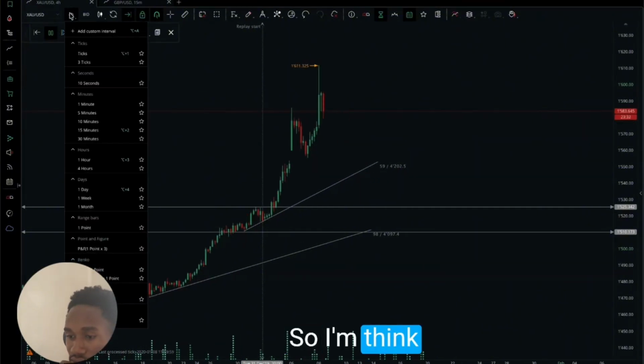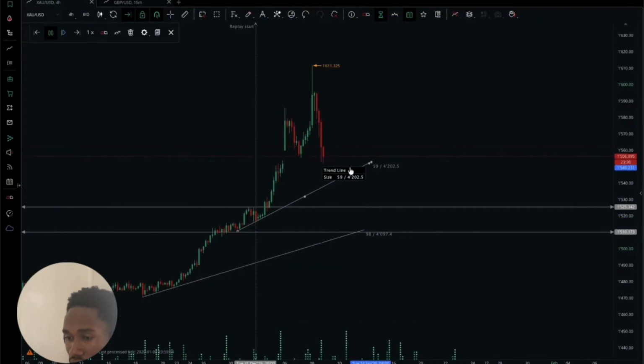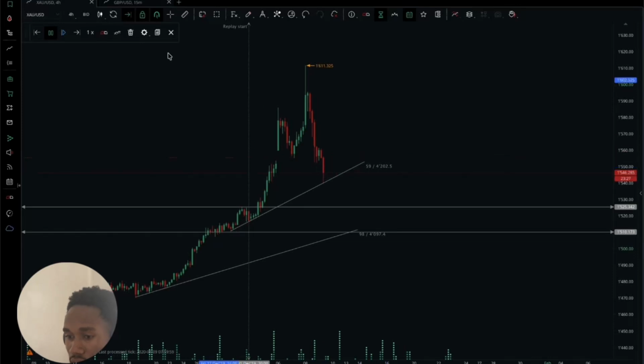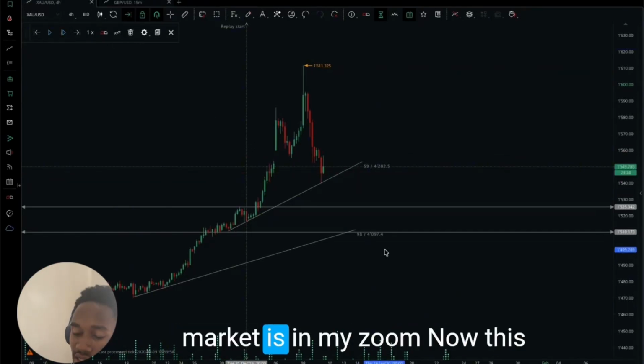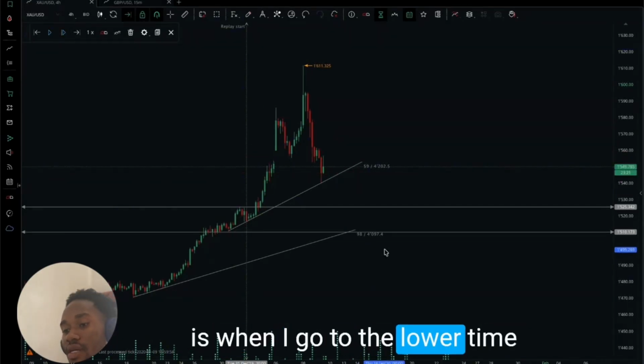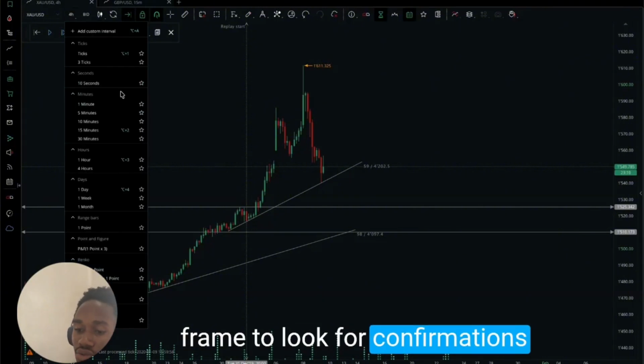Okay, now this is something. Alright. So as you can see now, the market is in my zone. Now this is when I go to the lower time frame to look for confirmations to make me enter the screen.